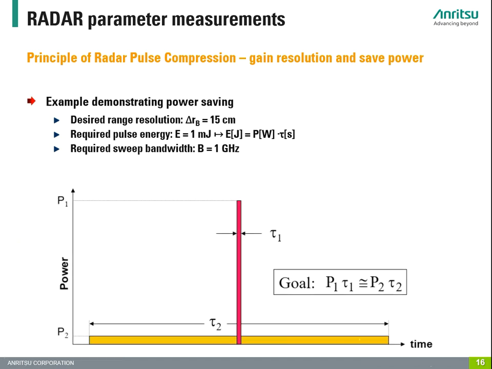Let's discuss now the RF energy that is needed in both cases. Here in the given example, it is required to ensure a 15 centimeter range resolution by using a pulse energy of maximum 1 millijoule. The graphic is visualizing the idea behind it: use a sufficient modulation bandwidth and a longer pulse duration, but ensure the same pulse energy content of 1 millijoule.